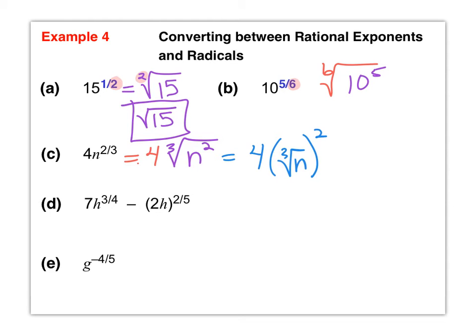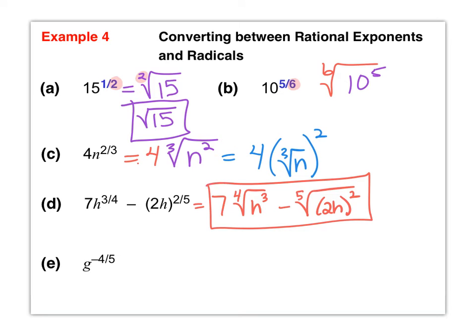Let's look at example D, 7h to the 3/4 minus (2h) to the 2/5 power. The 7 is the coefficient. That's going to stay out in front. The h is the only base raised to the 3/4 power, so we write that as the 4th root of h to the 3rd power. Now the second term is minus the quantity 2h, so the 2h is the entire base raised to the 2/5 power. So we can write this as the 5th root of the quantity 2h raised to the 2nd power. We can leave our answer in this form. Here we're just practicing converting between rational exponents and radicals.